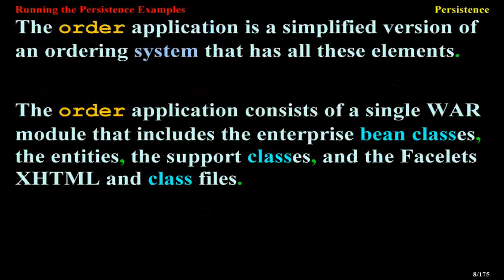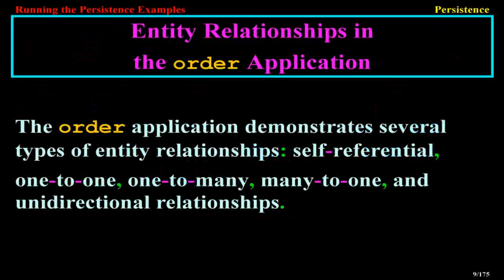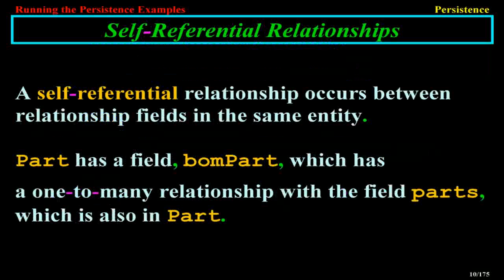The order application consists of a single WAR module that includes the enterprise bean classes, the entities, the support classes, and the facelets XHTML and class files. Entity relationships in the order application. The order application demonstrates several types of entity relationships: self-referential, one-to-one, one-to-many, many-to-one, and unidirectional relationships.